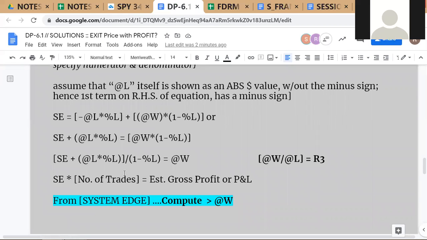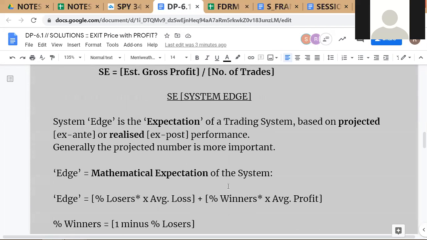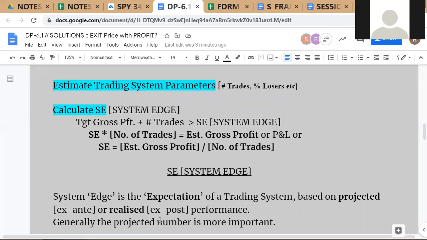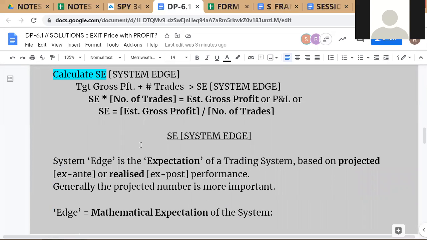I should also be more careful about how I'm using the word. We have to be very careful about the use of words. Yes, sir. Because in the formula it was written estimated gross profit, and we have used target gross profit in the system edge formula. Actually, system edge into number of trades is equal to, we can eliminate this also and just write it as gross profit. That makes it more general. Then you can either refer to it as estimated or target, whatever it is. So we can remove this.